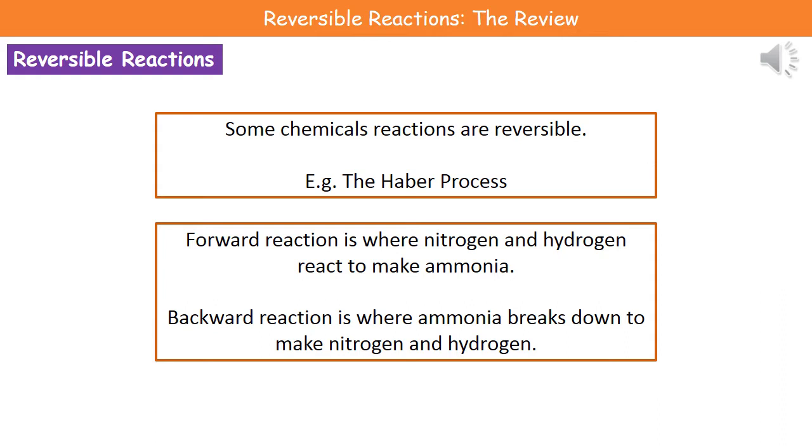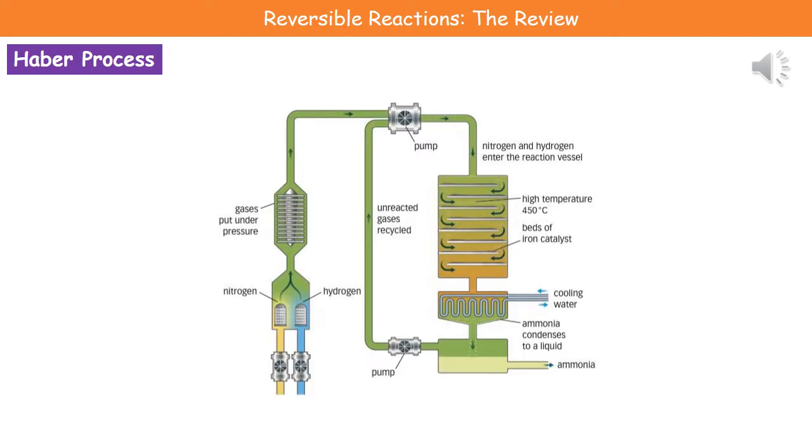So what we find is that some chemical reactions that take place are reversible, and we've already mentioned one previously, the Haber process. Now what we mean by reversible is that it can go both ways. So if we consider the Haber process, then the forward reaction is where nitrogen and hydrogen react to make ammonia, and the backward reaction is where ammonia is broken down to make nitrogen and hydrogen.